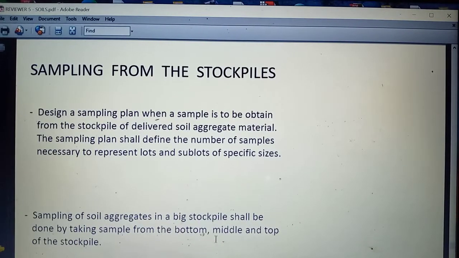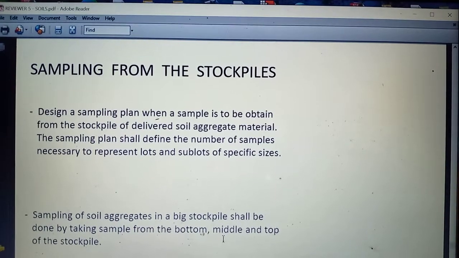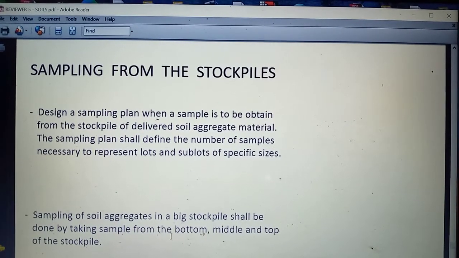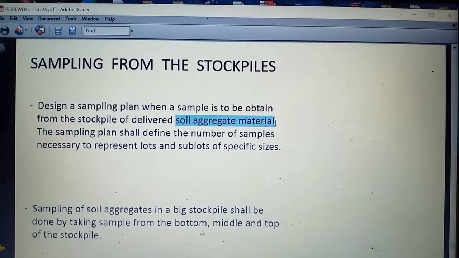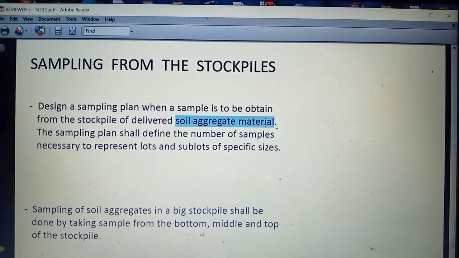So, this is the sampling from the stockpiles. Okay. So, design a sampling plan where a sample is to obtain from the stockpile of delivered soil aggregate material. Okay. Speaking of soil aggregate material, yun yung sand, yun yung gravel or yung crushed slag, yung item 200, item 201, matawag mo yun na soil aggregate.